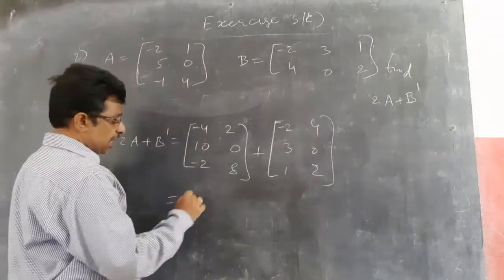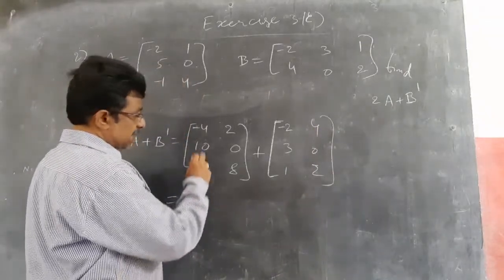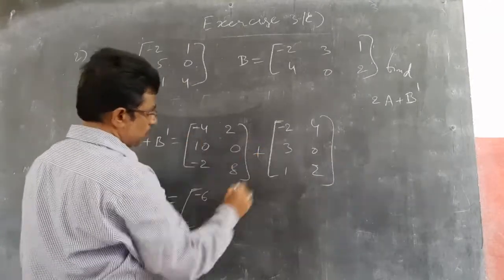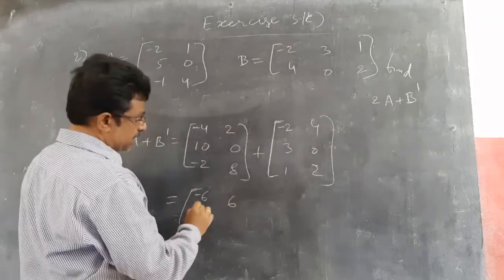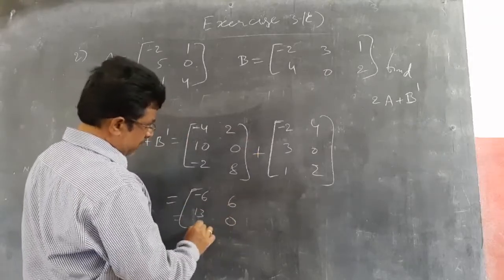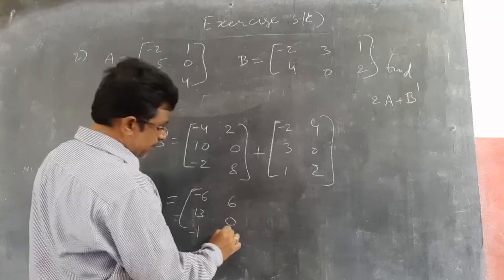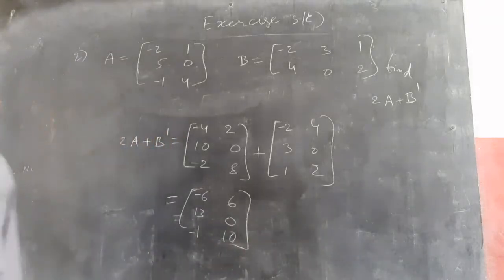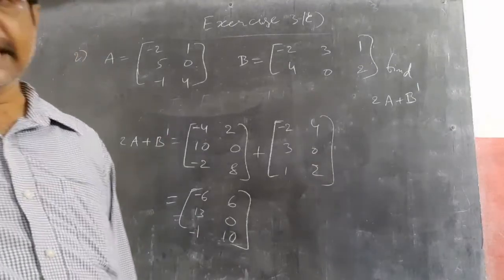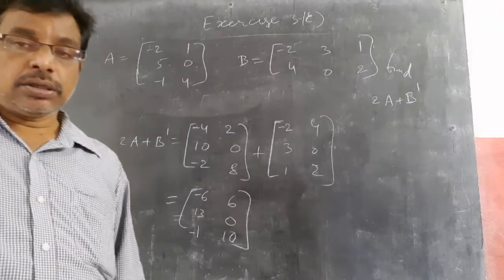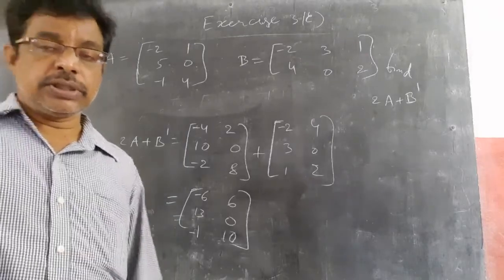Now adding the corresponding elements. Minus 4, minus 2, minus 6. 2 plus 4, 6. 10 plus 3, 13. 0 plus 0, 0. Minus 2 plus 1, minus 1. 8 plus 2, 10. So like this, you can do addition or multiplication with transpose. Remaining will continue in the next class.